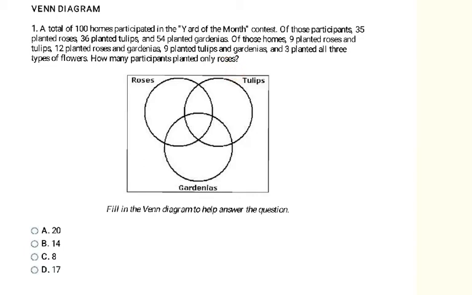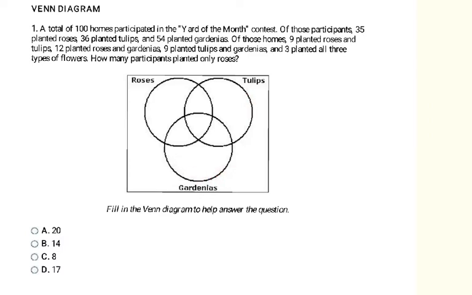All right, so what you have to know is this 35 planted roses includes all parts of that circle. So it includes just roses, roses and tulips, roses and gardenias, and all 3. That's the trickiest part about reading these. So I would make sure that when you're doing a Venn diagram problem that you copy this down, so that you can write the numbers in it so that you can see it instead of trying to do it all in your head. It just makes the most sense to go ahead and copy this all the way down.